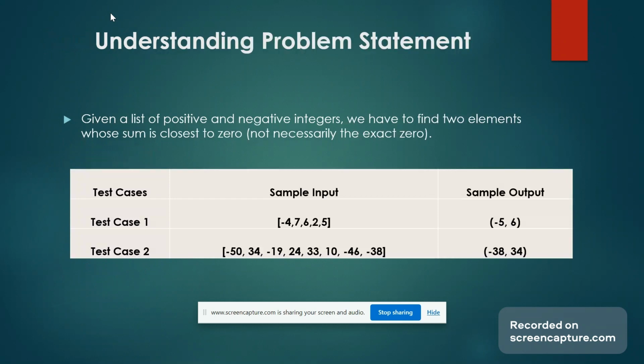Understanding the problem statement is very simple. We are given a list of positive and negative integers, wherein we have to find the two elements whose sum is closest to zero, not exactly zero. We can see through the test case, the list of integers in the sample input, where we have to find the two numbers whose sum is close to zero.